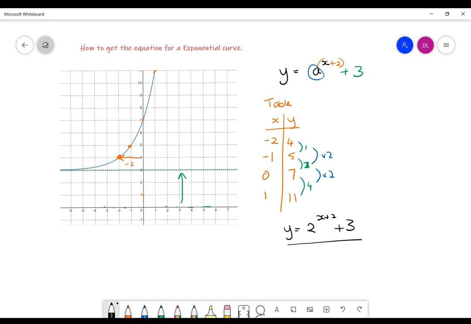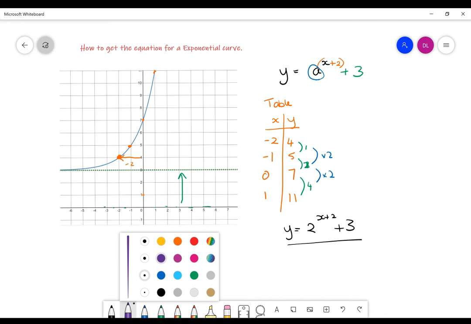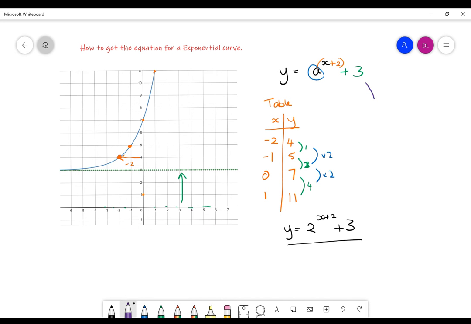If you don't want to use a table, you can just substitute a value into the equation. So let's try a different method of doing that. Let's try and do this with a purple pen. Okay, so what we do is we use this equation: y equals a to the power of x plus 2, and we've got plus 3. We're just going to substitute a point into it. Let's choose a point that's nice and simple to use, and let's do 0, 7.